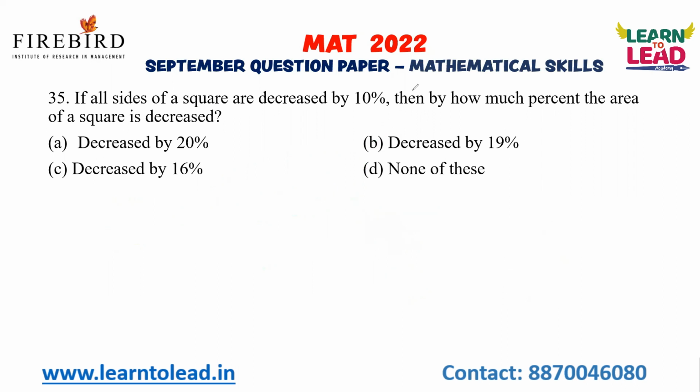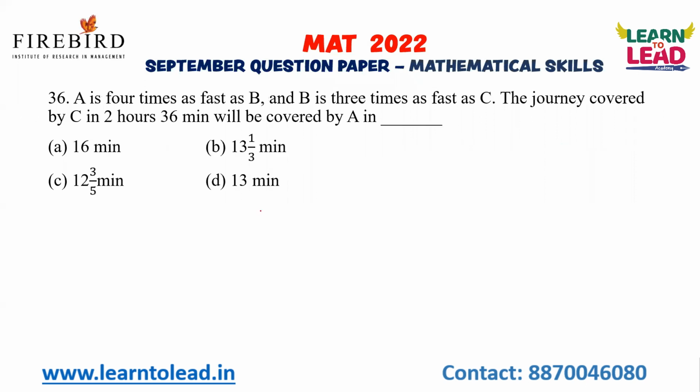Okay, now let us move on to the next question. Now, A is 4 times as fast as B. That is 4:1. B is 3 times as fast as C.